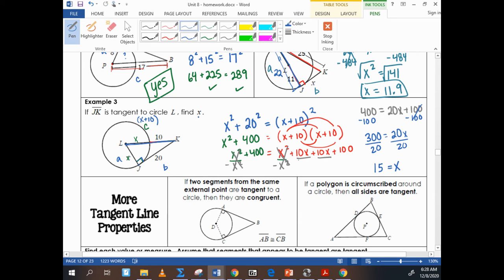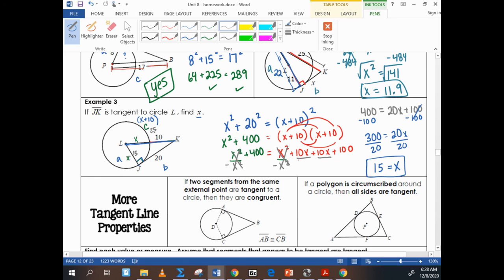And then we look at the question. That's all we're asked to do. We're asked to just find x. So go ahead and circle this. If you want to check it, everybody loves to do more math, right? Go ahead and check it. If this x were 15, that would put this side as 15, and that would put this side as 15 plus 10, or 25.